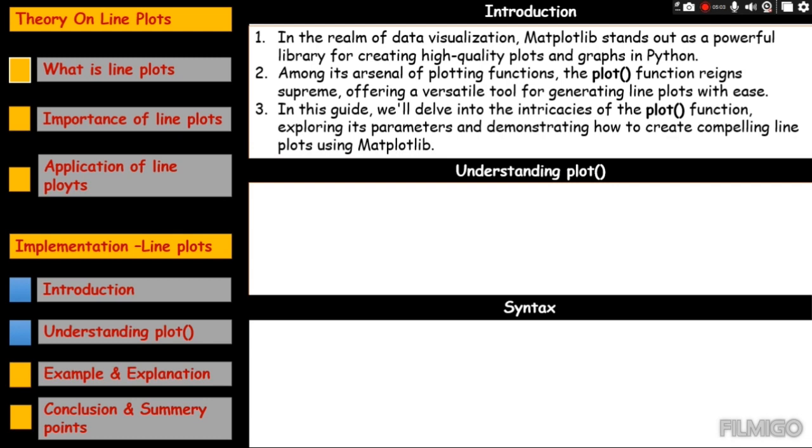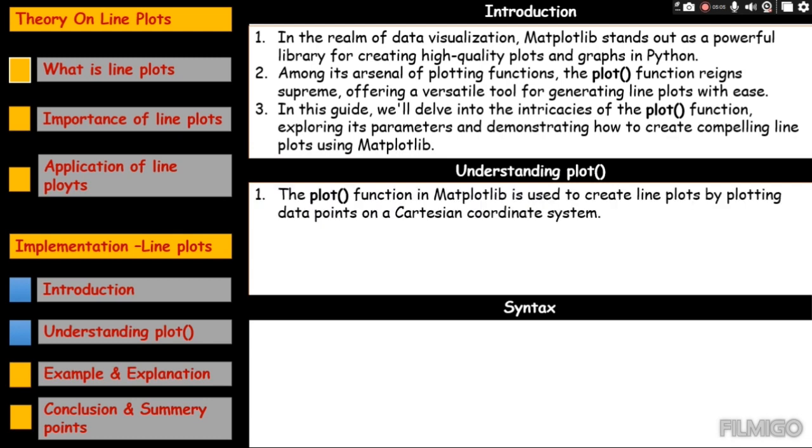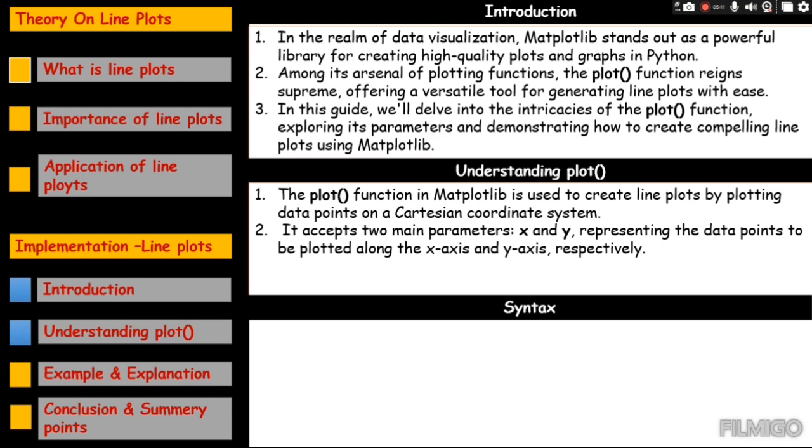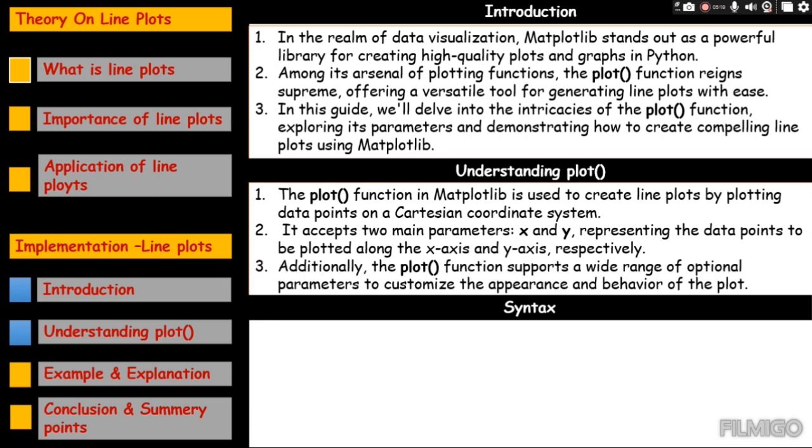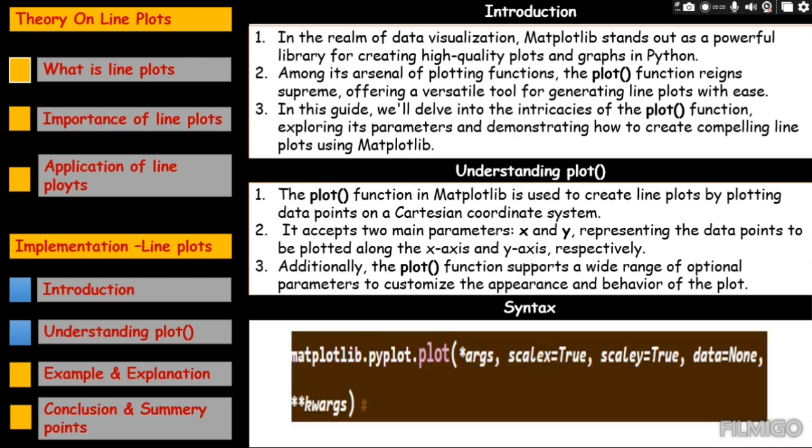Understanding the plot function. The plot function in Matplotlib is used to create line plots by plotting data points on a Cartesian coordinate system. It accepts two main parameters, x and y, representing the data points to be plotted along the x-axis and y-axis, respectively. Additionally, the plot function supports a wide range of optional parameters to customize the appearance and behavior of the plot. Here is the syntax of the plot function.